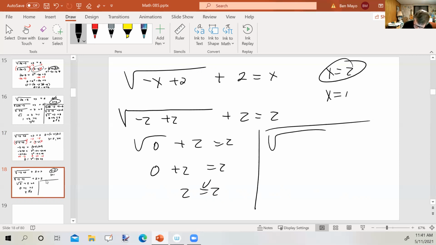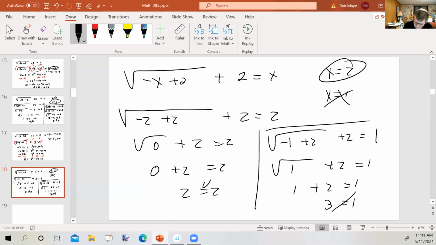If x is 1, let's see if I can do it right this time. We get the square root of negative 1 plus 2, plus 2 equals 1. The square root of 1 plus 2 equals 1. 1 plus 2 equals 1. 3 equals 1. So that would be an extraneous solution. It doesn't work, but x equals 2 does work.